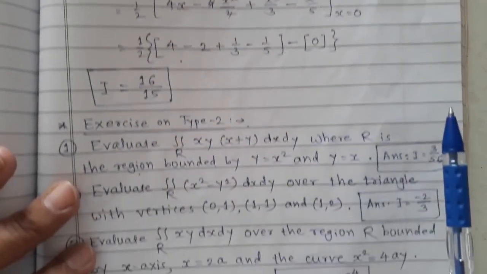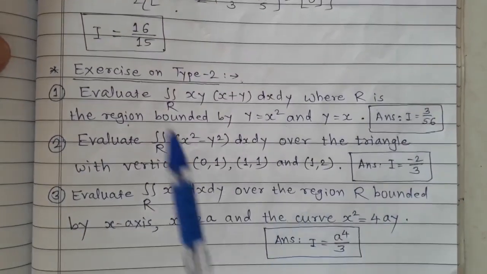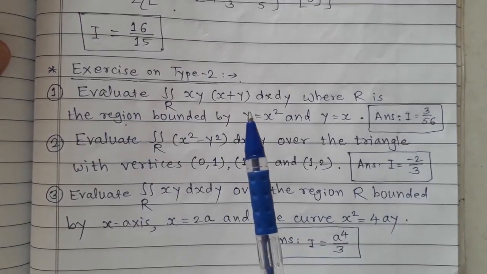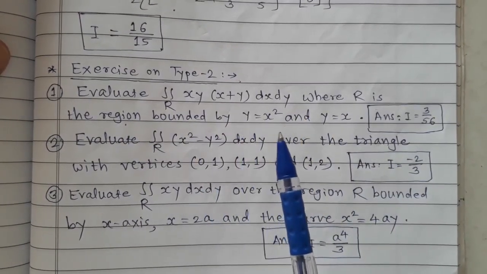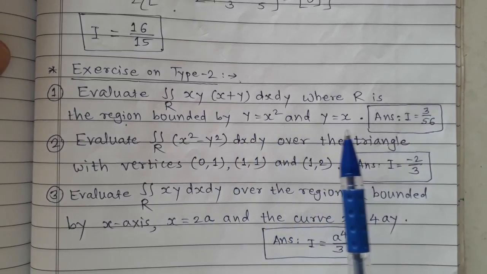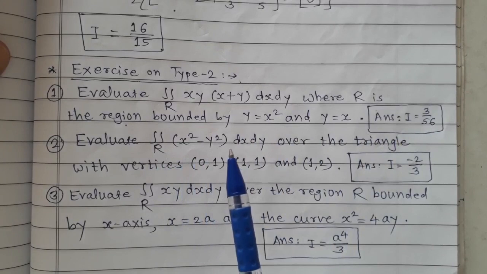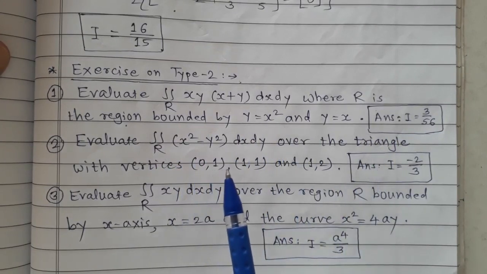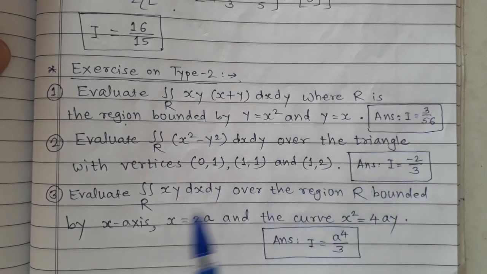So some exercise problems are here. You can solve them by using the above method. Evaluate the double integration over R of xy into x plus y dx dy, where R is the region bounded by y equal to x square and y equal to x. The answer is given. Evaluate the double integration over R of x square minus y square dx dy over the triangle with vertices (0, 1), (1, 1) and (1, 2). The answer for this is minus 2 by 3.